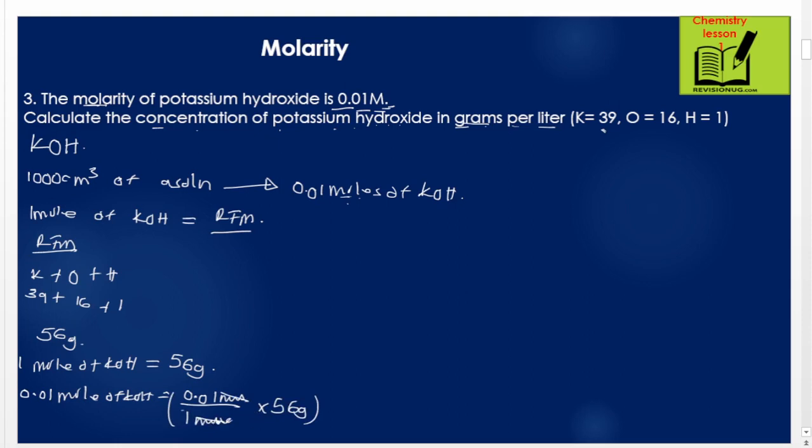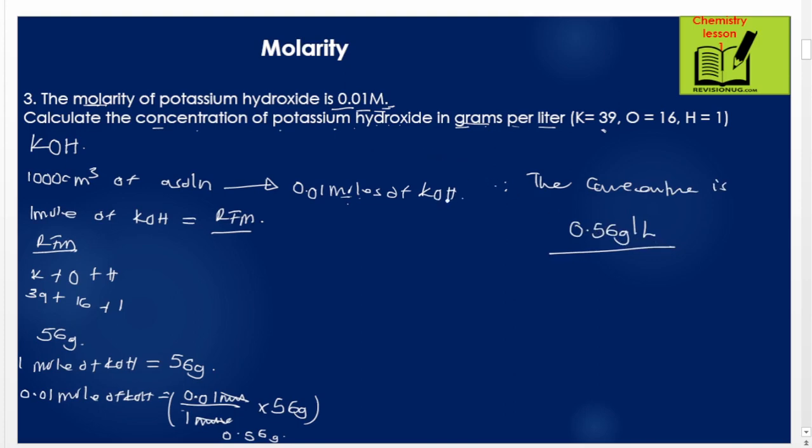So this is 0.01, right? Then times 56, what do we get? It is 0.56 grams per liter. Therefore the concentration is 0.56 grams per liter. So this question was very simple.